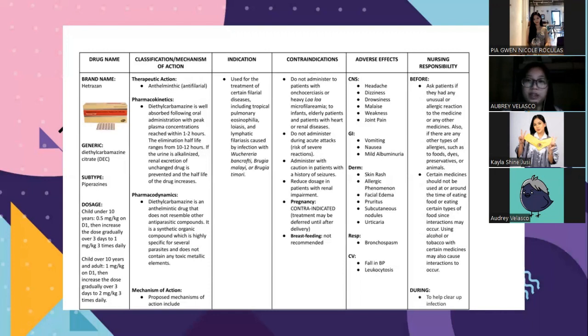Next, as we become future nurses, we have responsibilities. Before administering this, ask patients if they have any unusual allergic reactions. Always ask patients if they have any allergies to foods, dyes, preservatives, and animal products. Certain medicines should not be used at or around the time of eating food or eating certain types of food, since interactions may occur. Using alcohol or tobacco with certain medicines may also cause interactions. So we must limit alcohol and tobacco for our patients.